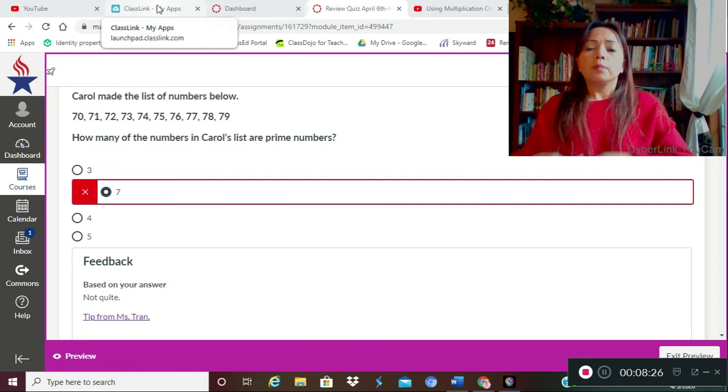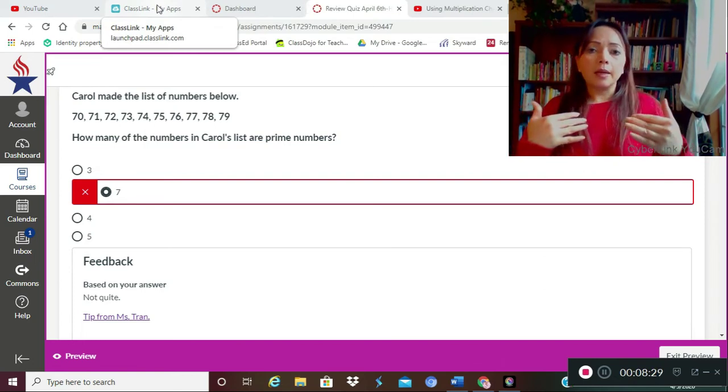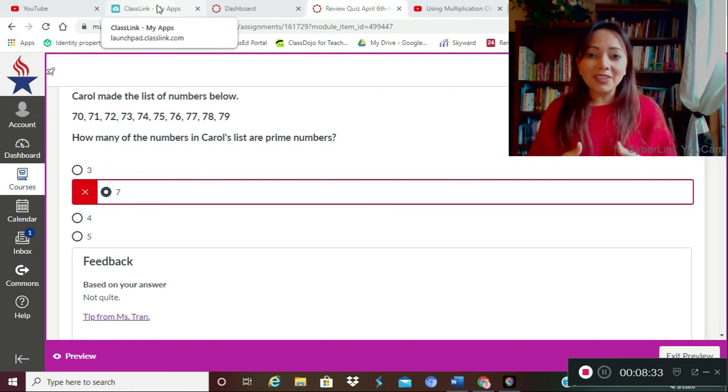Okay, so I don't have time to go through all of the questions on the quiz just to show you the types of accommodations on the quiz, but just to give you an idea.